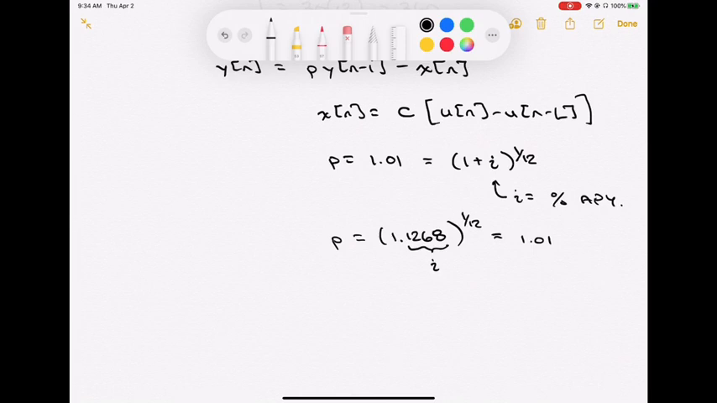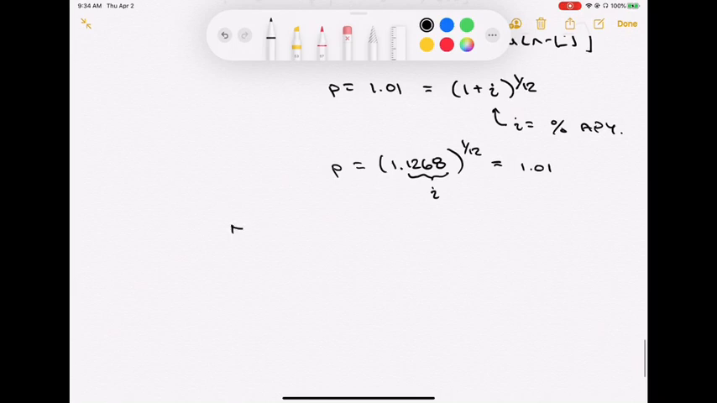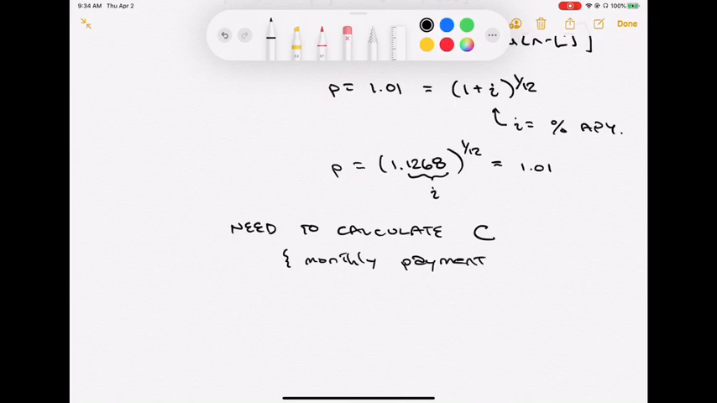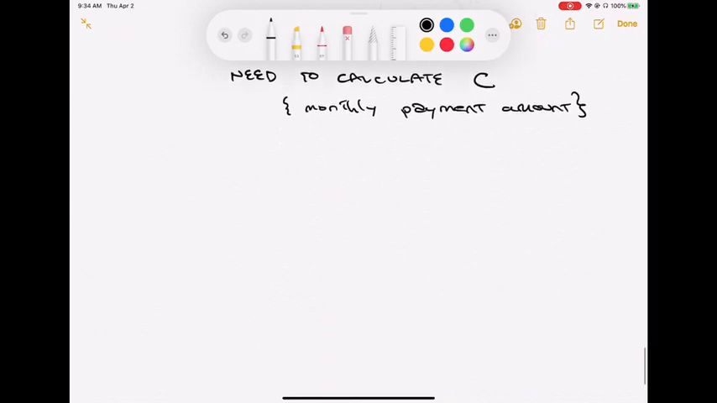Okay, so what do we want to do? We need to calculate C, right? C is our monthly payment amount. We would like to be able to calculate that monthly payment amount. So we have an equation that describes our system. It has some known input, although an unknown scale factor on it, and we would like to be able to calculate that in some particular way.